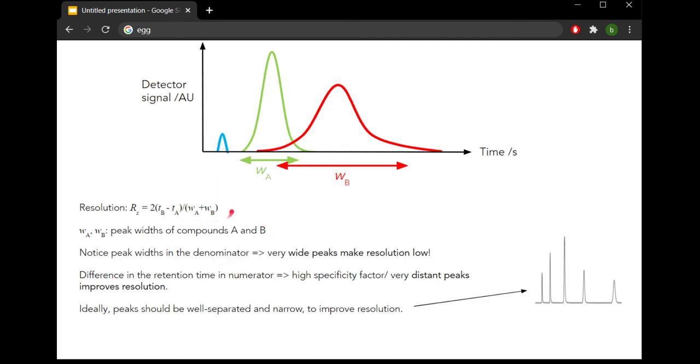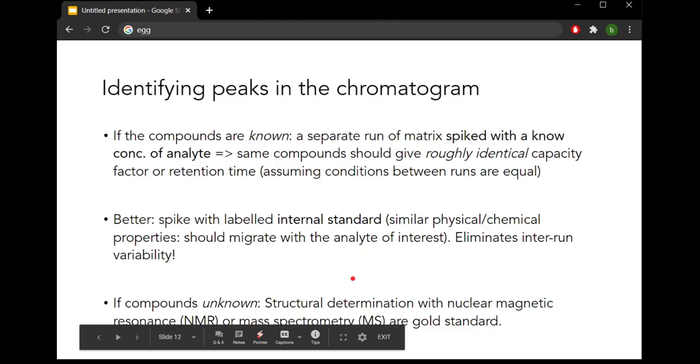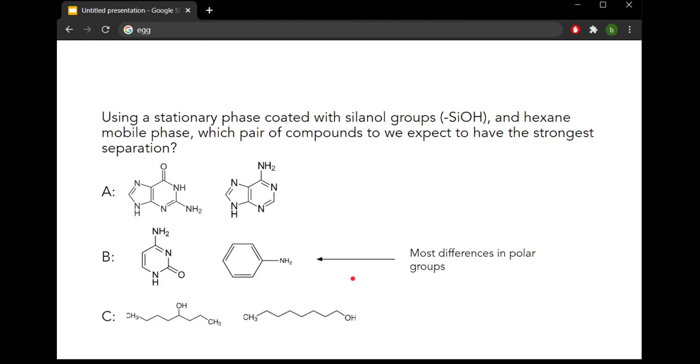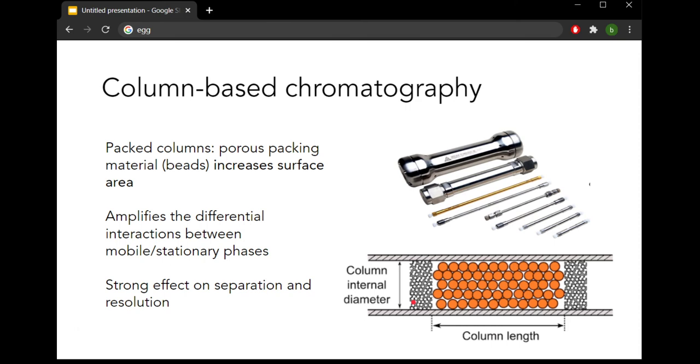We also noticed that peak width is a very important factor in resolution. If these widths are very fat, our pixels start to overlap, and then our graphics are bad. So ideally, we should have very thin, narrow, and tall peaks like this, which help us tell our analytes apart as well as possible. Lastly, we moved on to column-based chromatography, where we took a look at how molecules passing through a column actually improves the resolution because it increases the surface area of the stationary phase. More interactions between the analytes and stationary phase and mobile phase.